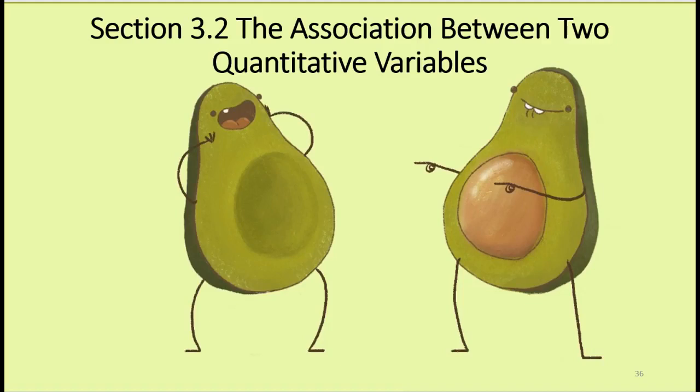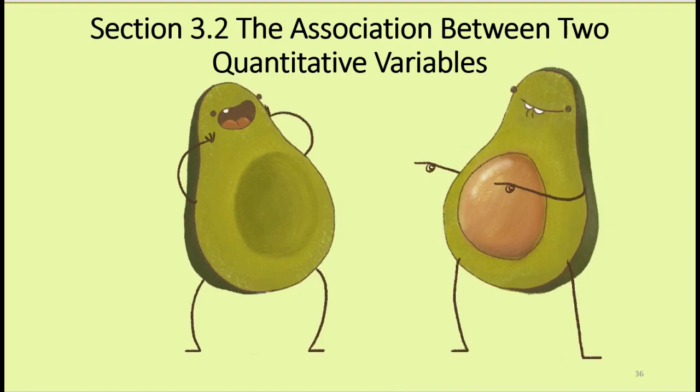This video will accompany the second half of Chapter 3. Section 3.2 looks at the association between quantitative variables. In the previous section, we discussed how two variables might exhibit a pattern with one another, but that does not imply that one of the variables directly influences the other.